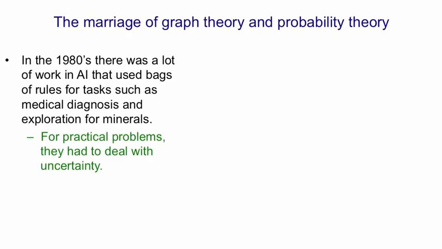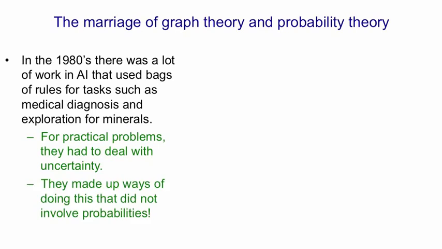Now these were practical problems, so they had to deal with uncertainty. They couldn't just use toy examples where everything was certain. People in AI disliked probability so much that even when they were dealing with uncertainty, they didn't want to use probabilities, so they made up their own ways of dealing with uncertainty that did not involve probabilities. You can actually prove that this is a bad bet.